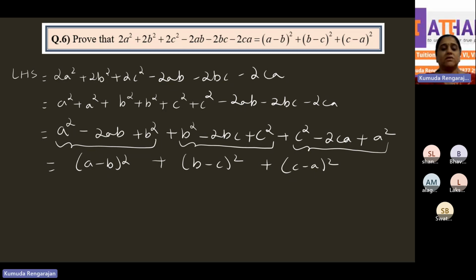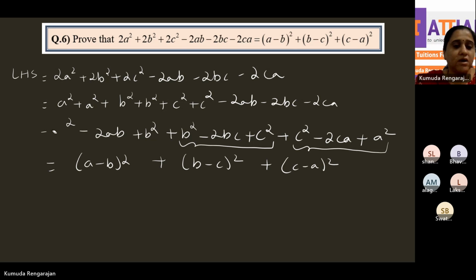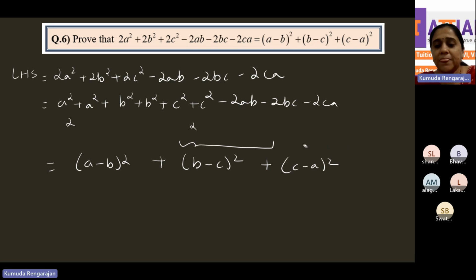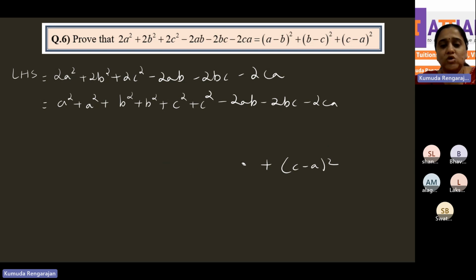That's what it is. So we should write 2a square as a square plus a square, 2b square as b square plus b square, 2c square as c square plus c square. All right. Yes, you have a doubt, Sahana? Then you'll have to group accordingly. See, I'll tell you how to write this step. First you should write 2a square as a square plus a square, 2b square as b square plus b square, and 2c square as c square plus c square.